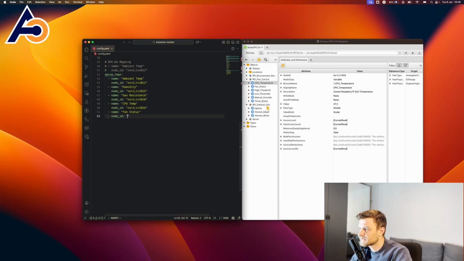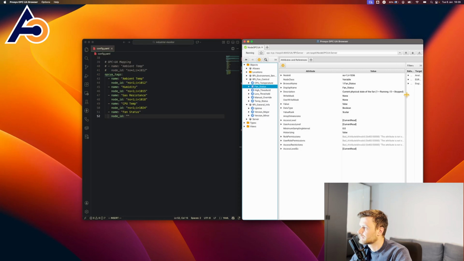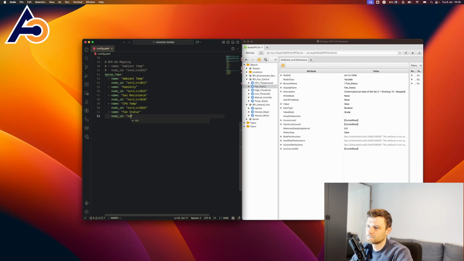And lastly, the fan status. It tells us the current physical status of the fan, running or stopped. Currently it's false, which means it's not running. And there we go, that's it. We already have all the values just by looking at the interface itself. It's not required to have any manual at all. And this makes it very convenient.